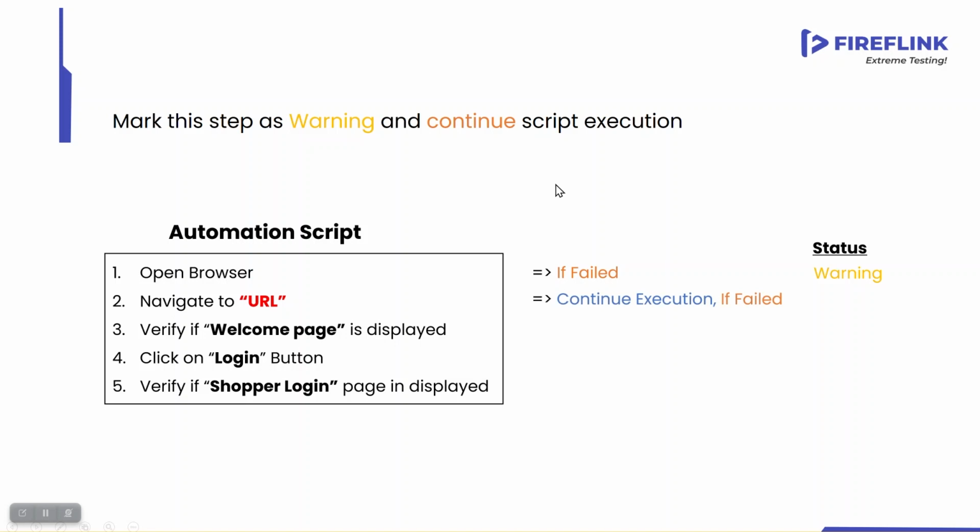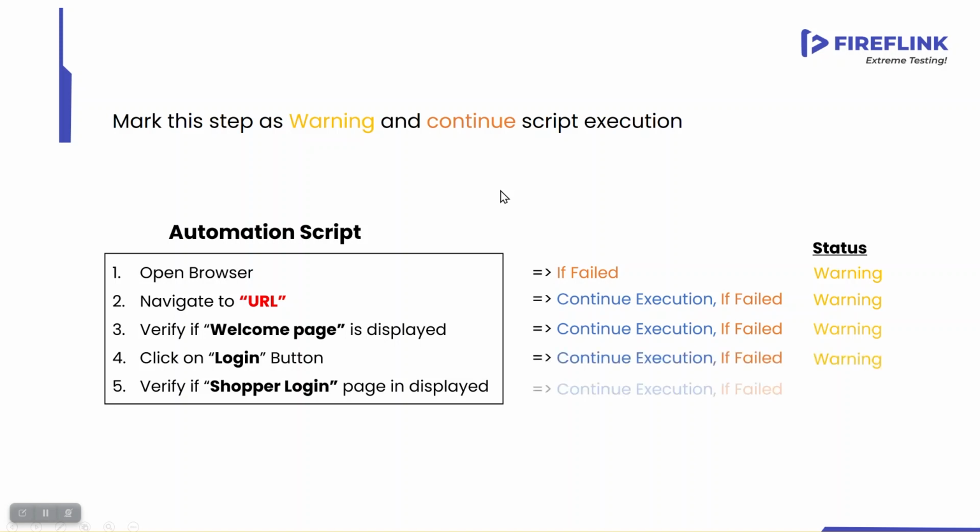So my navigate to URL will execute again, and it will fail. Once it fails, what will happen? It will give the warning status. My third step will fail, warning status will be given. My fourth step will fail, warning status will be given. My fifth step will fail and warning status will be given. So finally I'll be getting the warning status after 5 seconds.